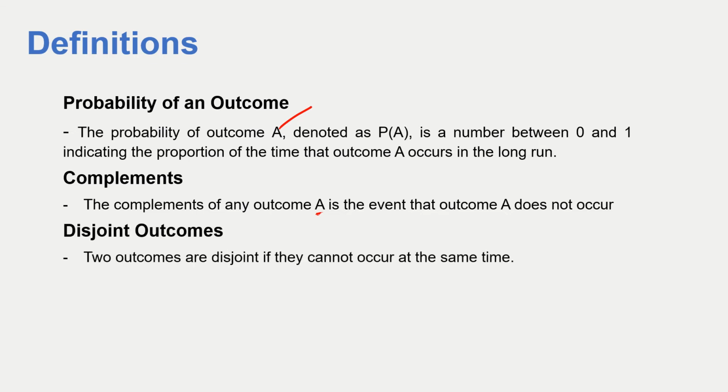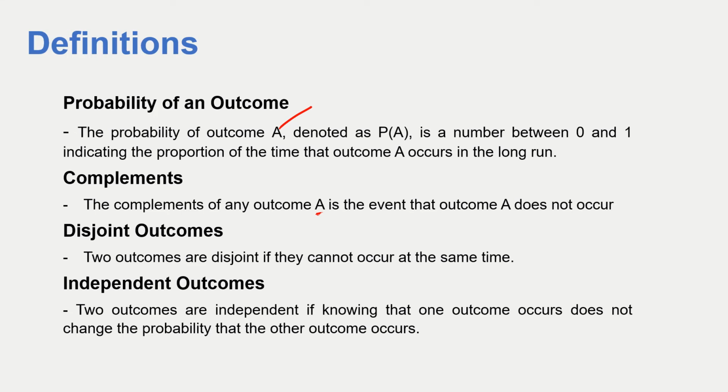Second is the disjoint outcome. Two outcomes are disjoint if they cannot occur at the same time. For example, if we have a true or false test, where you tell whether the statement is true or false, it cannot be both true and false. It should only be true or false. We have no answer that is both. So that is disjoint outcomes: two or more outcomes that cannot occur simultaneously. Only one should occur. Either of them will occur or will not occur.